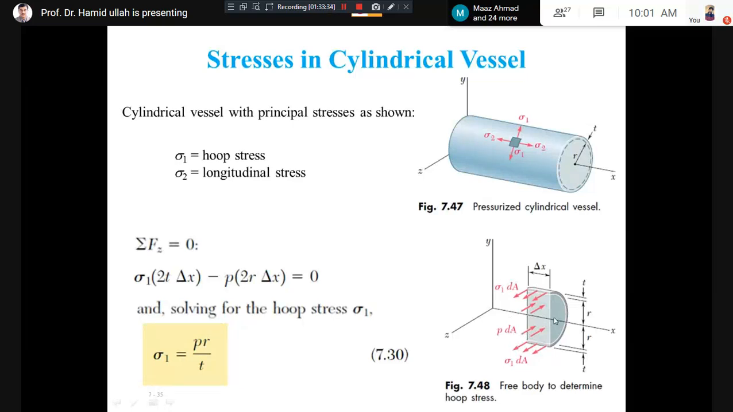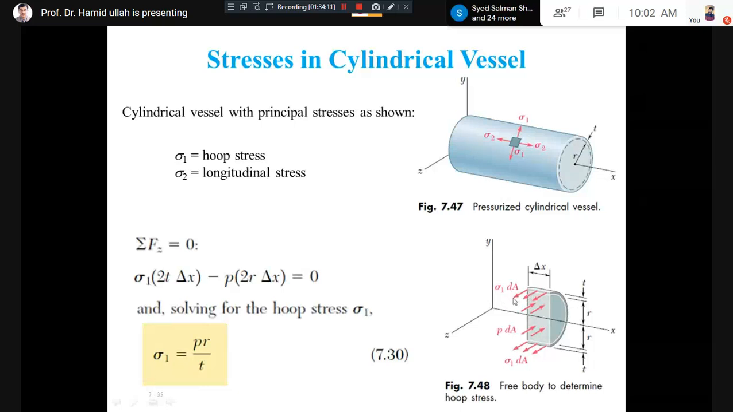As a result, there is a resistive force, a reaction from within the material of the cylinder, and you can see the area multiplied with sigma 1. Stress multiplied with area is force, but this is a resistive force. So one is the applied force, p into dA, and one is the resistive force, sigma 1 into dA. Why do we call it sigma 1? Because sigma 1 here is called tangential stress or hoop stress, as it acts tangent to the surface. That's why it is hoop.